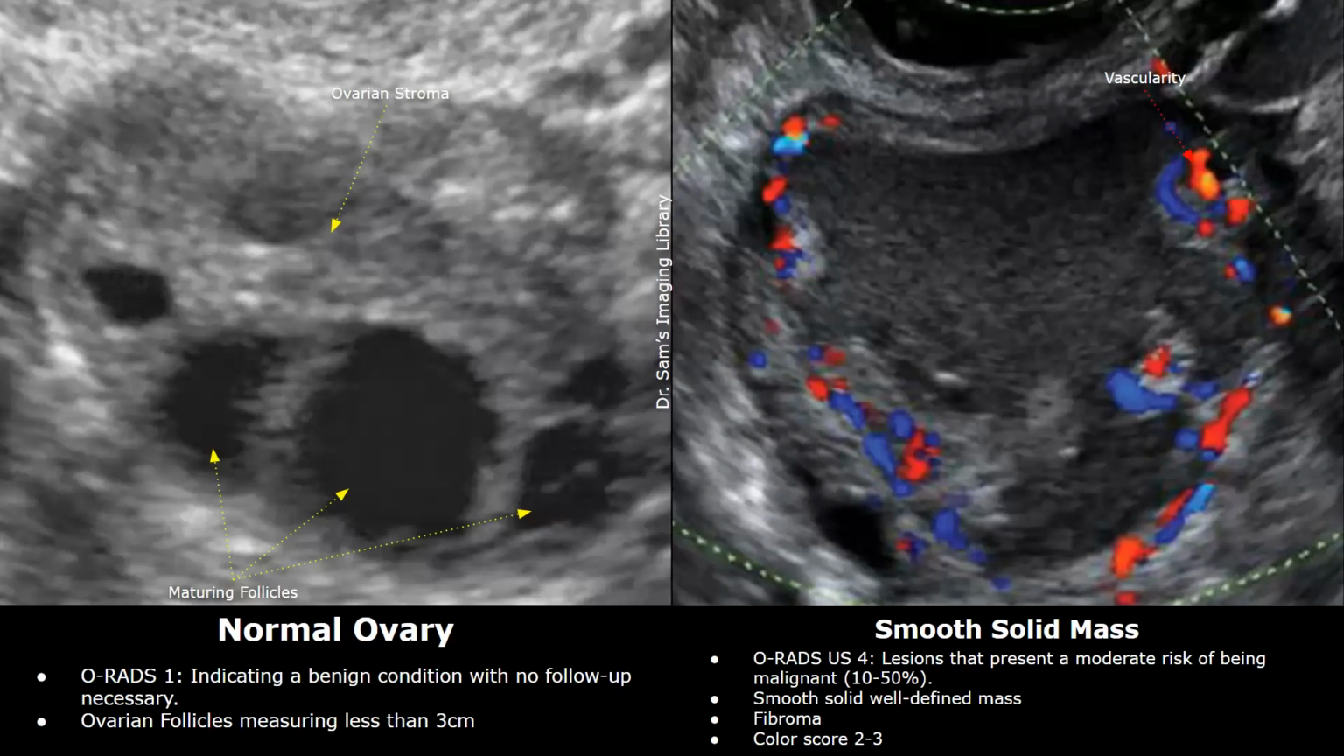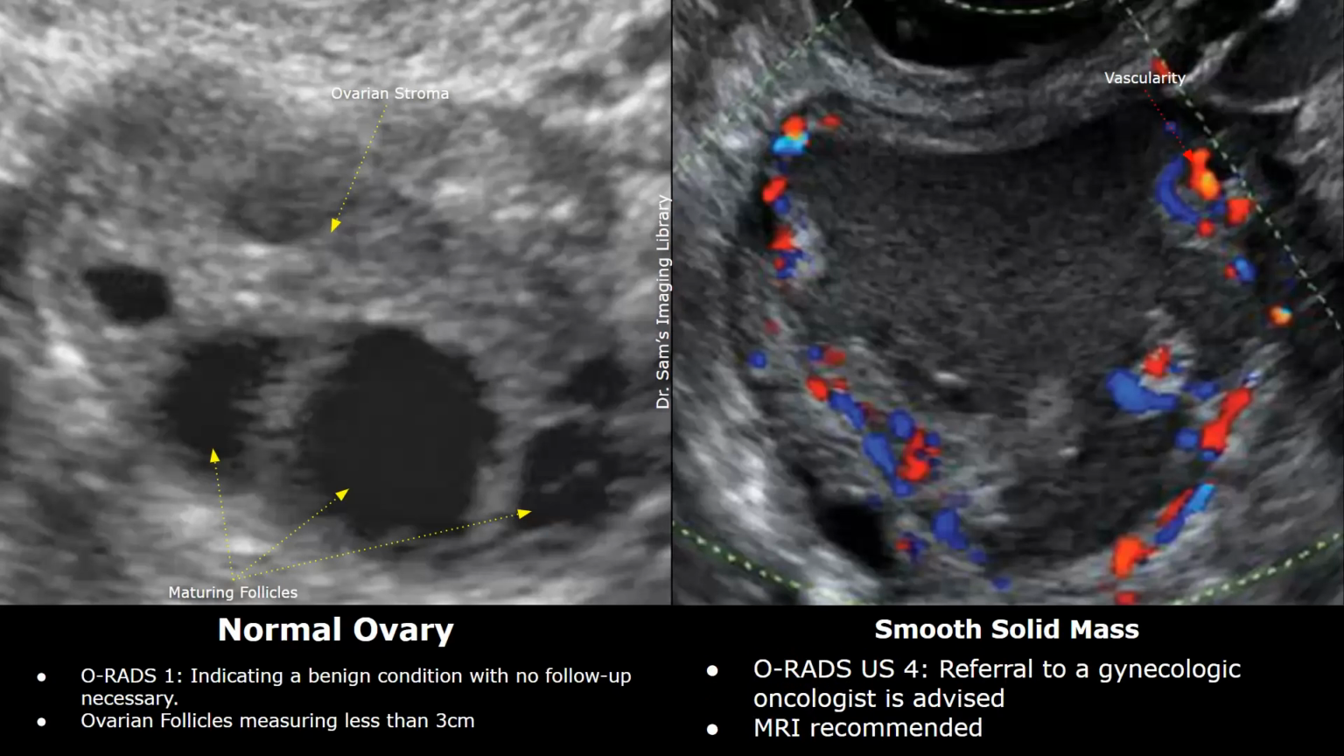This is another image showing a solid smooth mass with moderate vascularity on color Doppler. This is a well-defined solid mass. It was also an ovarian fibroma. This is an O-RADS 4 lesion. For O-RADS 4 lesions, a referral to a gynecologic oncologist is advised and MRI is recommended.